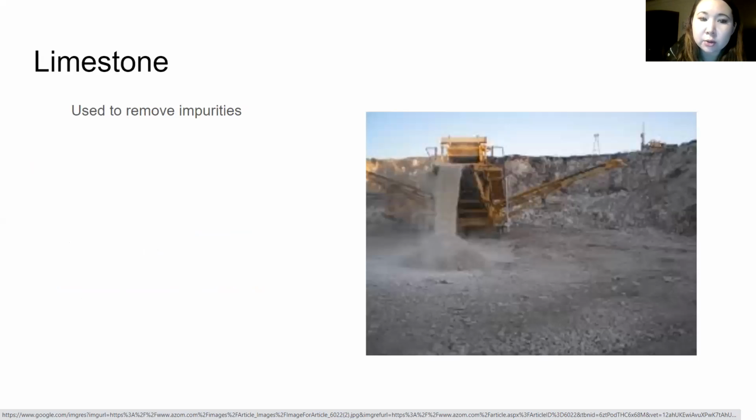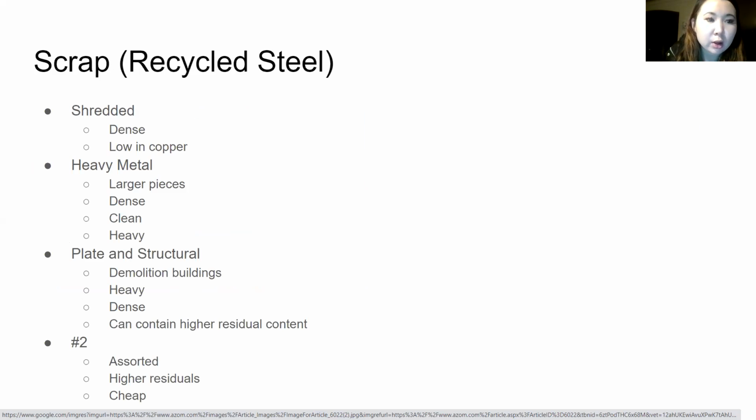Limestone is also used to remove impurities. Another key ingredient is scrap or recycled steel. The different types that are often used are shredded, which is a dense material and it is low in copper. There's also heavy metal, which are larger pieces. They're dense. It's usually cleaner, has less residuals, and it's very heavy pieces.